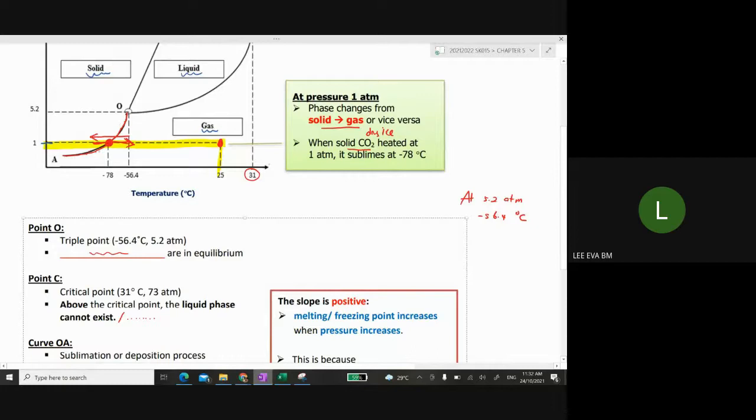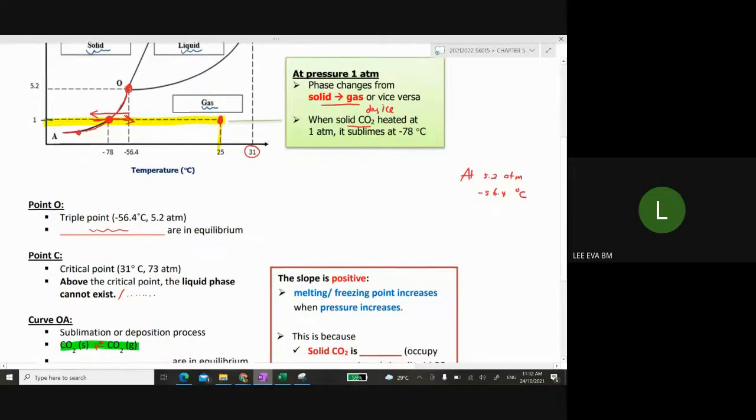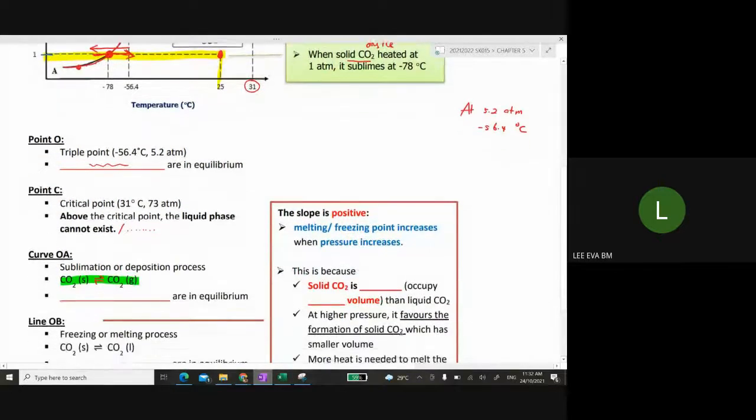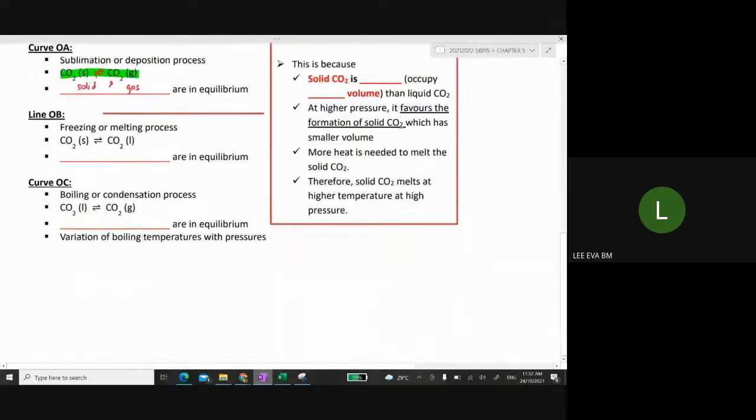Solid and also gas. So if Madam mentions this point, at this point you can find your solid phase and your gas phase. Triple point is situated only at this one, where it intercepts three of the lines or curves. Okay, for curve OA there are only two phases, you only have solid and gas. Okay, can?